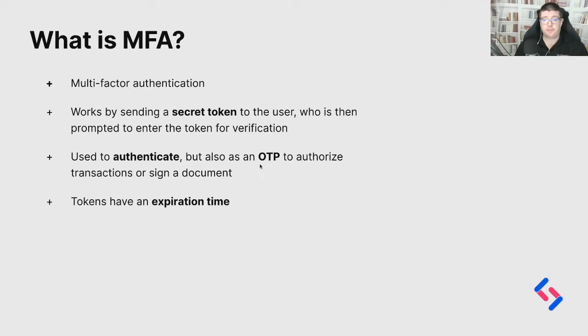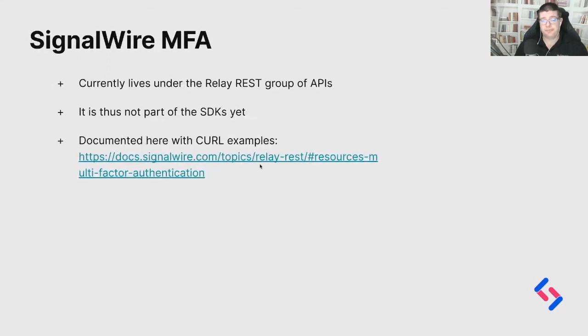How does SignalWire help? The SignalWire MFA API currently lives under the regularized group of APIs. It's not part of the SDKs yet, but it's going to be soon, and it's documented with curl samples. Plus, we have a blog post, we have a demo application that we'll see shortly, and a few other things. We'll take a look at the documentation later just to see what the various parameters are.